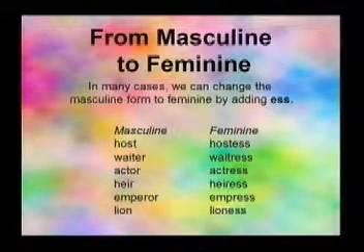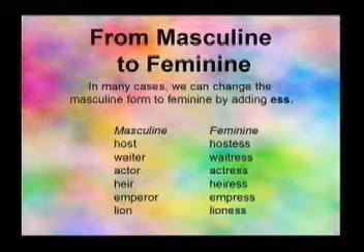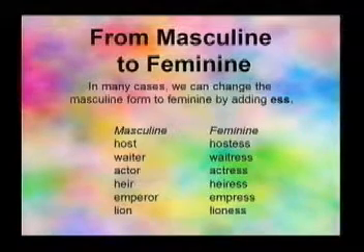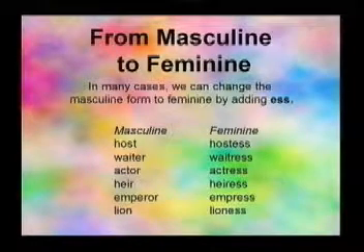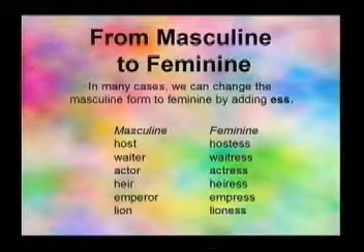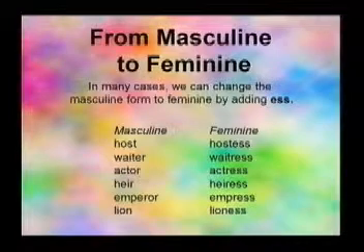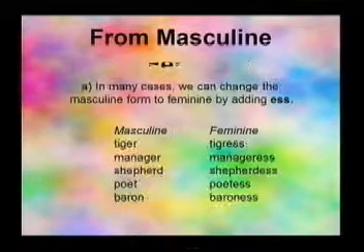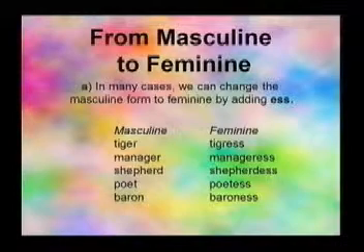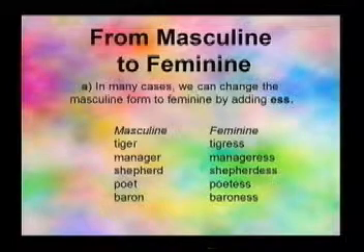In many cases, we can change the masculine form of nouns to feminine just by adding ess. For example, masculine, host; feminine, hostess; waiter, waitress; actor, actress; heir, heiress; emperor, empress; lion, lioness; tiger, tigress; manager, manageress, shepherd, shepherdess, poet, poetess, baron, baroness.